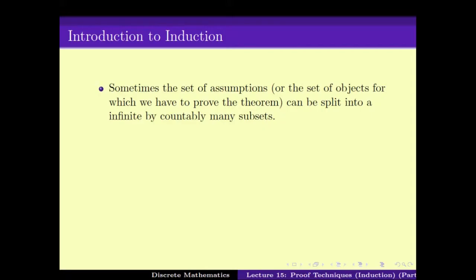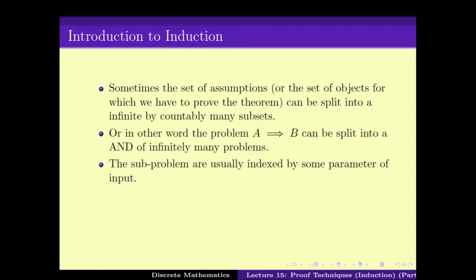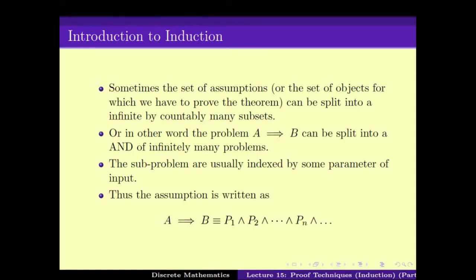But there are times when one can split up the assumptions into infinitely many but countably many cases. So in that case, of course, just as in the case of case studies, the problem gets split up into an AND of infinitely many problems. The subproblems are usually parameterized, or indexed, by some parameter of the input. So in other words, one writes this whole thing of A implies B as P1 and P2 and so on, and it's an infinite collection of them. Thus, to prove A implies B, one needs to prove that this Pi holds for all the i's.